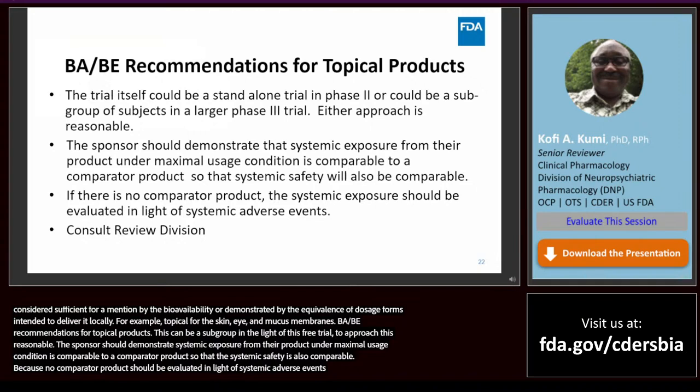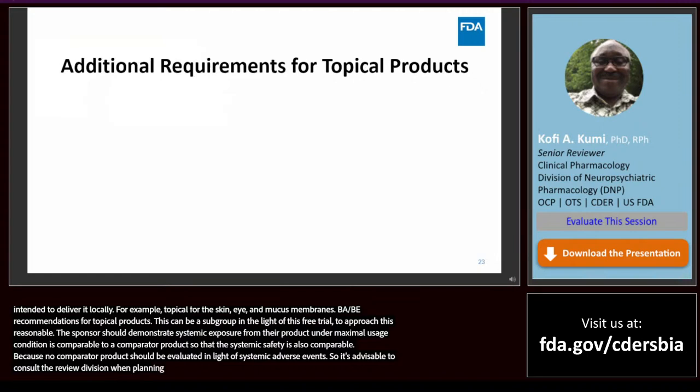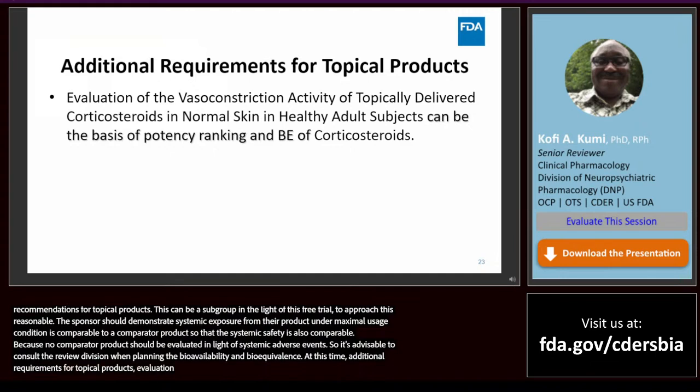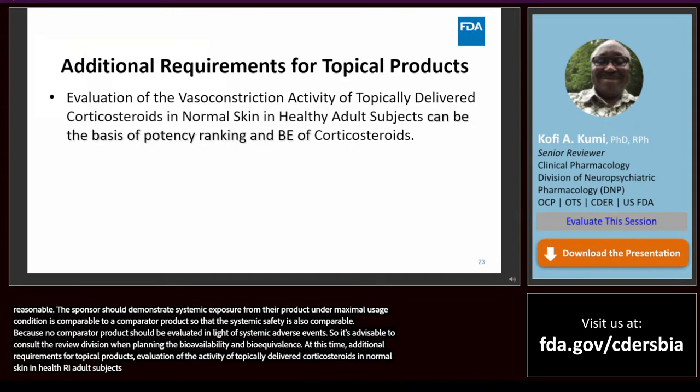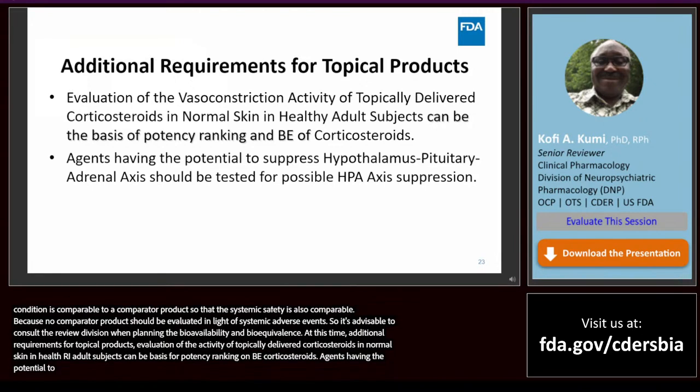So it's advisable to consult the review division when planning clinical trials to evaluate bioavailability and bioequivalence. Additional requirements for topical products: evaluation of the vasoconstriction activity of topically delivered corticosteroids in normal skin and healthy adult subjects can be the basis of potency ranking and BE of corticosteroids. Agents having the potential to suppress the hypothalamus-pituitary-adrenal axis should be tested for possible HPA axis suppression.